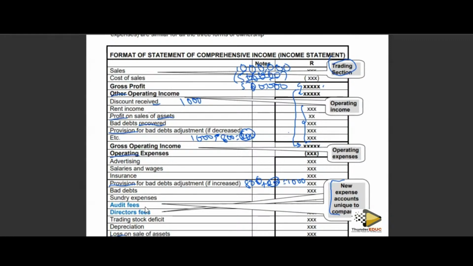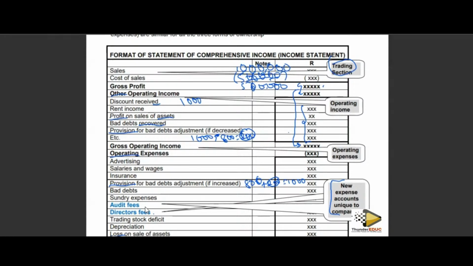Then the directors' fees. Directors are individuals who run the company, okay? These directors we always pay for their work. So all these, we write them under our expenses, okay?